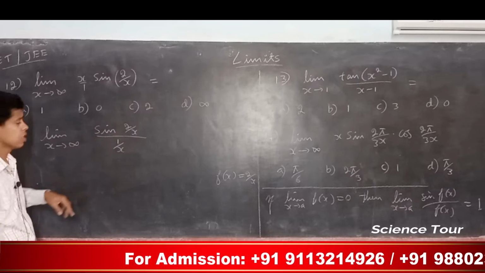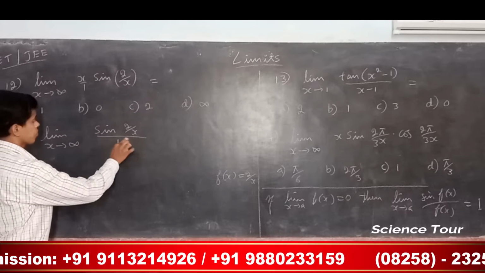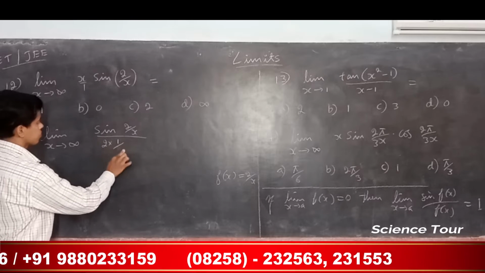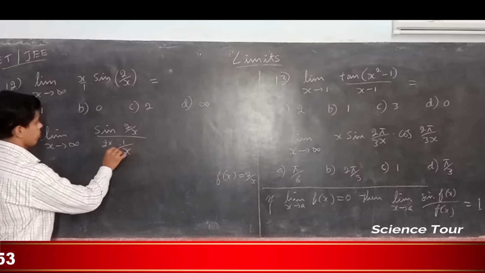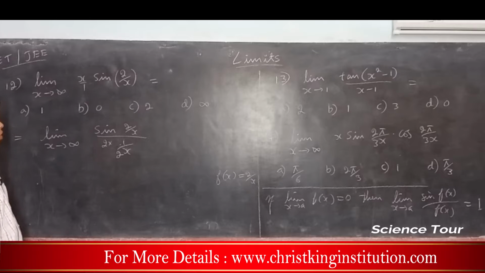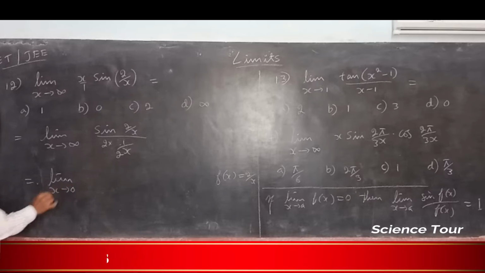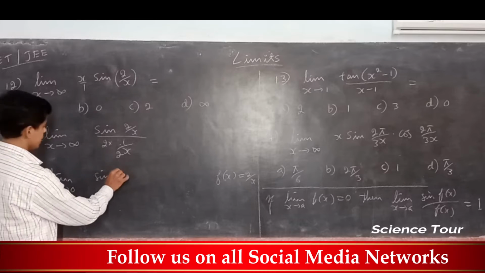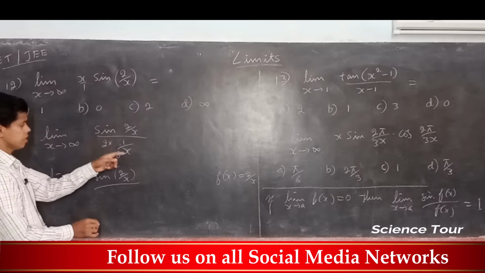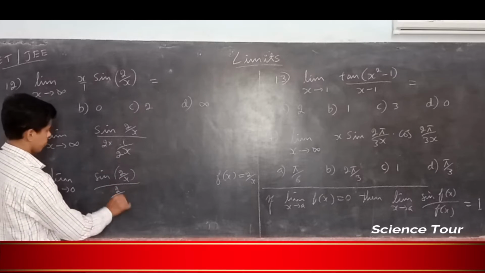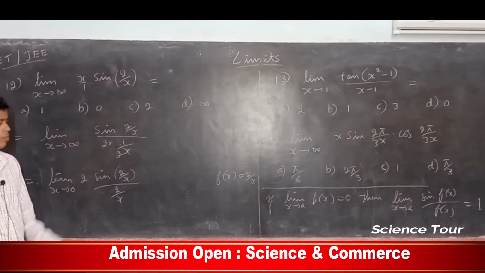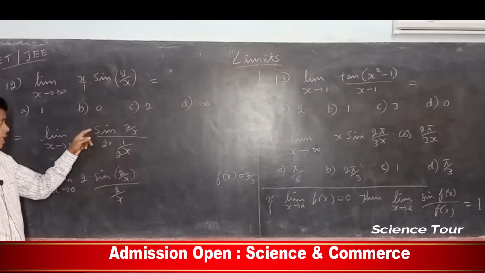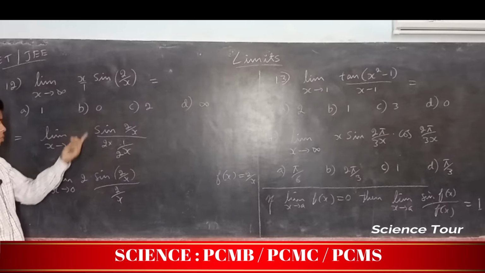Now, I need 2 by x. Therefore, I should multiply by 2 and divide by 2. I am multiplying by 2 and dividing by 2. Then, let me separate the things that I need. What do I need? I need this 2 by x, and here I need 2 by x. And this 2 I do not need. So, that 2 I will take to the numerator, so that 1 by 2 goes up, becomes 2 by 1.